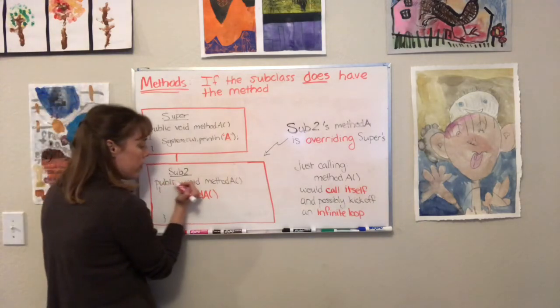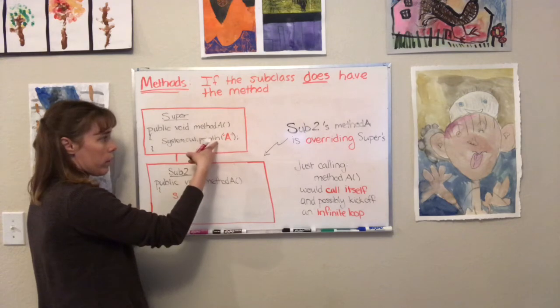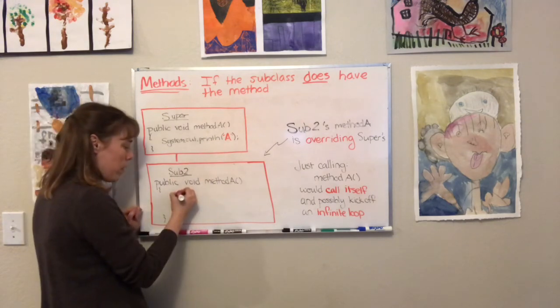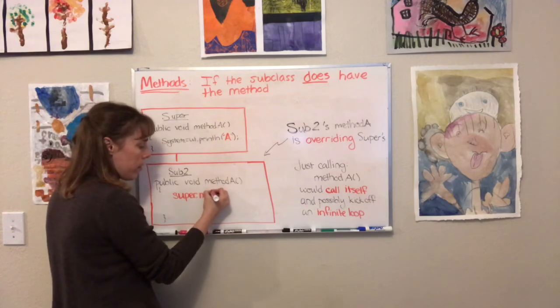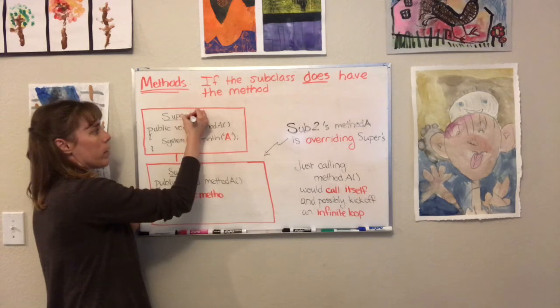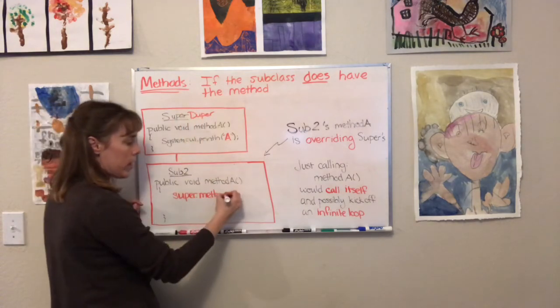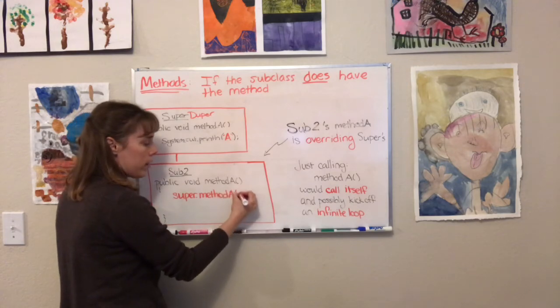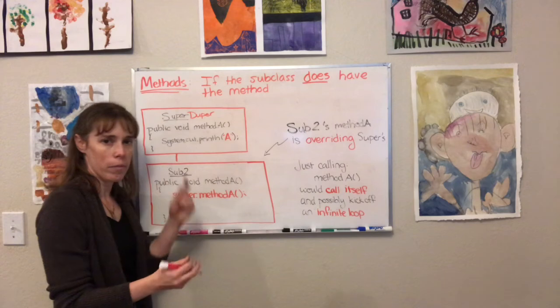So instead, we could do this. We could call the one up above us. So we could call super.methodA. Now, even if this were named something different, like super duper, I don't know, it wouldn't matter. You would still call super lowercase s methodA. It's just saying, hey, call method A from the guy above me.